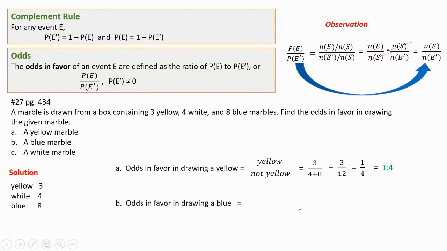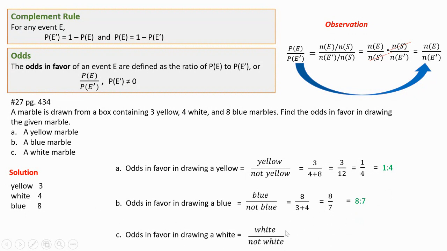This notation here. The odds in favor of drawing a blue. So it's going to be blue over not blue. How many are blue? 8. How many are not blue? It's 3 and 4, because the yellow are 3 and the white are 4. So it'll be 8 over 7. So the odds in favor for the blue will be 8 to 7. Now see, the odds in favor of drawing a white. So how many are white over not white? So it's going to be 4 over 11, or 4 to 11. That's how we work these problems out.